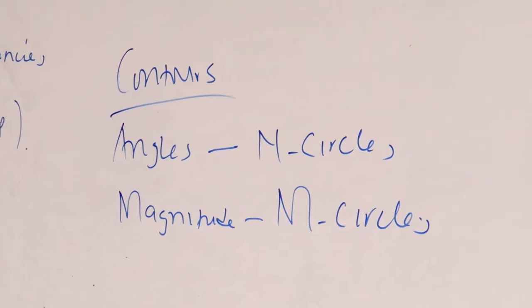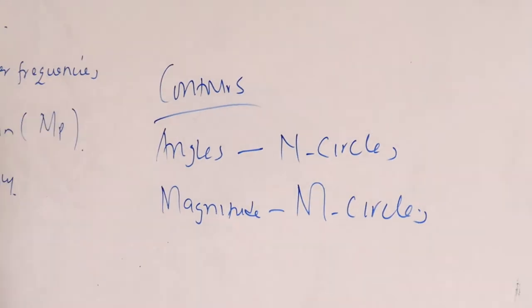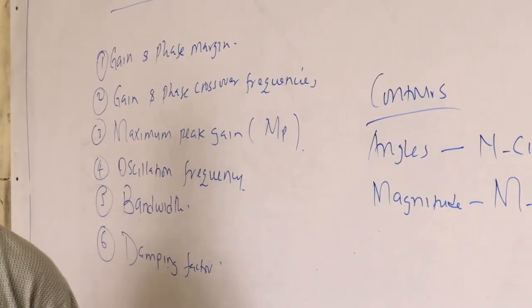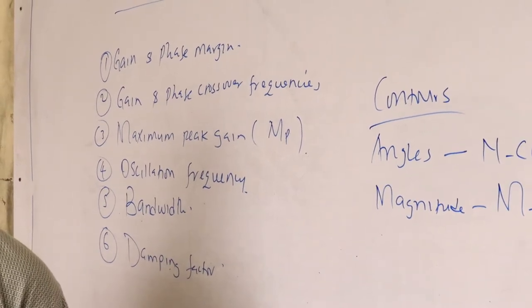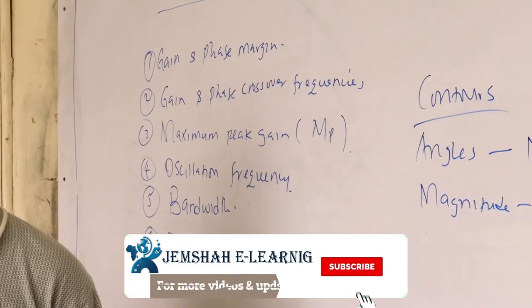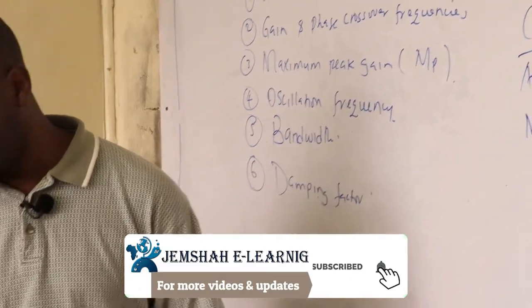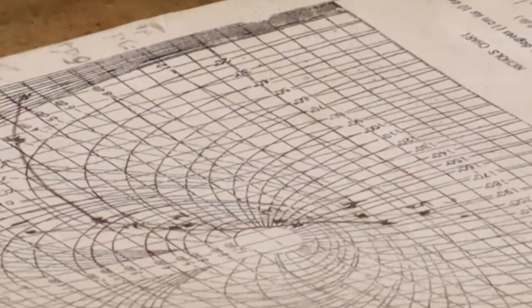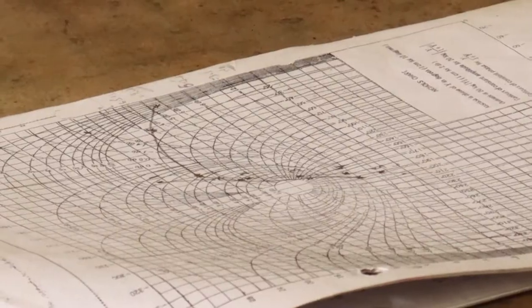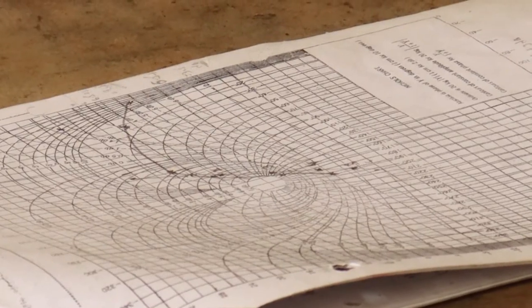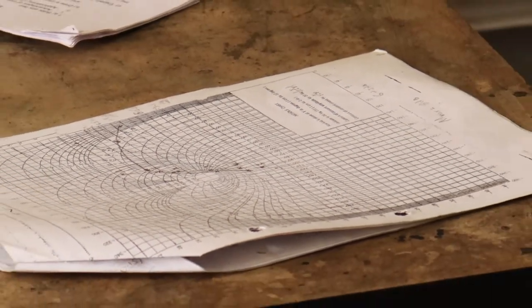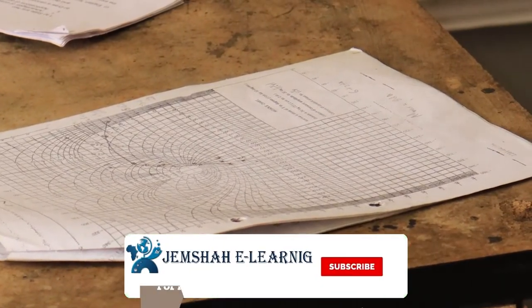So if you look at that, it has two scales, just as I've mentioned. There is the vertical and the horizontal. And then there is what we refer to as the contours. Each and every contour for the angles has a specific direction, and the contours for the magnitude are always in terms of circles, and that is why we usually refer to them as M circles. M circles are very important in determining the system stability, and that is what we are going to use in order to do that.